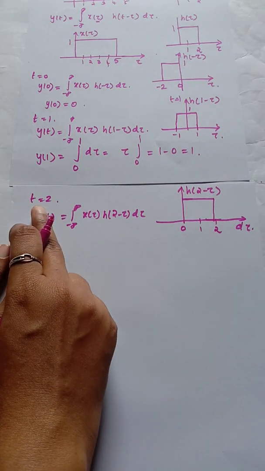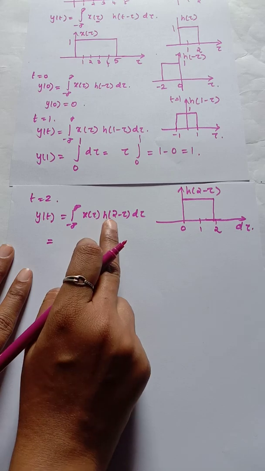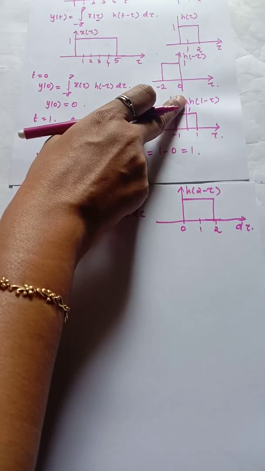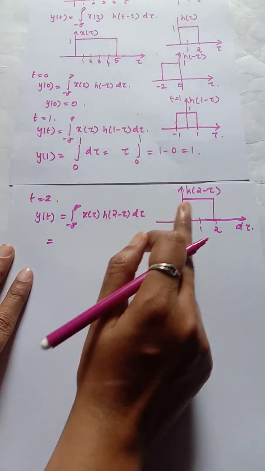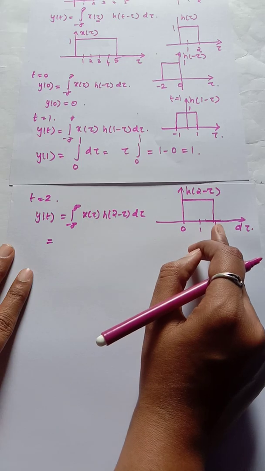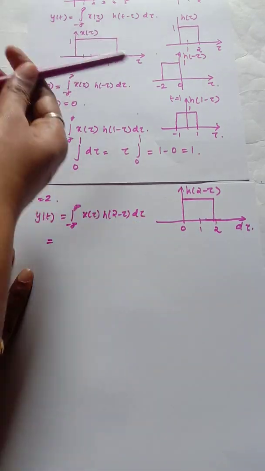Now the next one is time t equal to 2. So here, instead of t, I am substituting 2. So here h of 1 minus tau, then again I am shifting this towards the right by one, so I am getting h of 2 minus tau. So now I am going to multiply this x of tau with this signal.